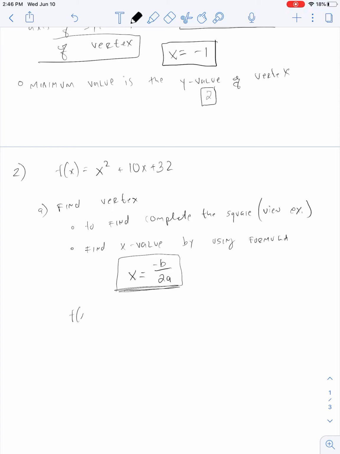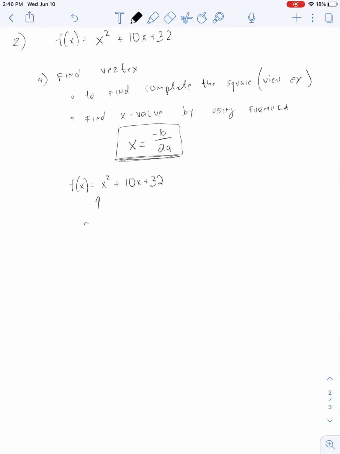So our equation is f(x) = x^2 + 10x + 32. Here it should be clear that your a is 1, your b is 10, and your c is 32. So we find our x value by replacing. So it's -10 over 2 times 1. This here is going to give us -10 over 2, which gives us -5. So that's the x value of the vertex.